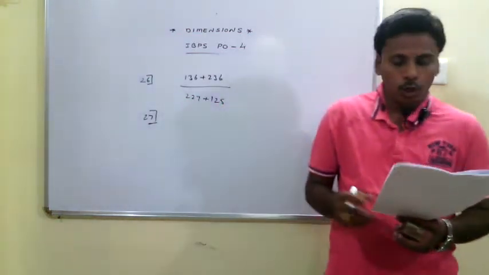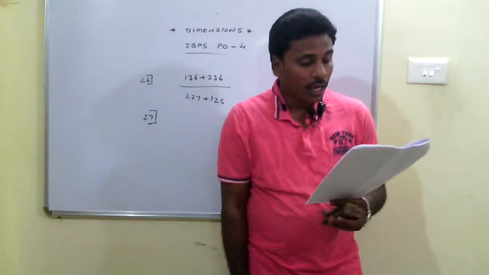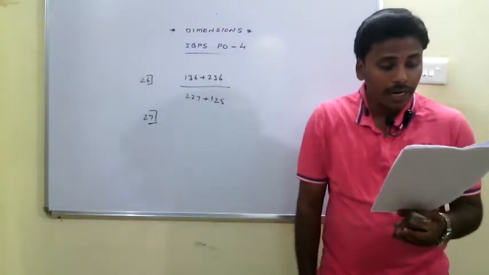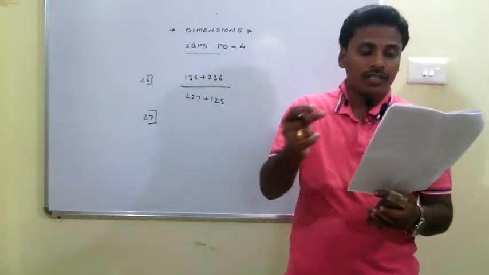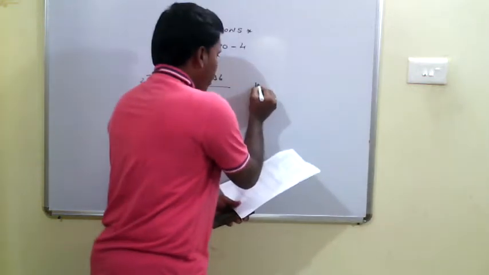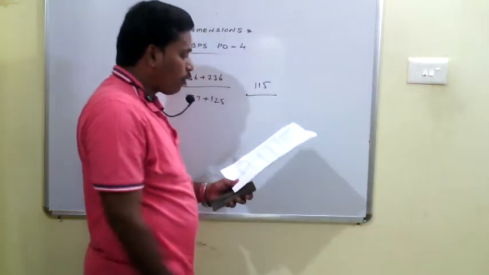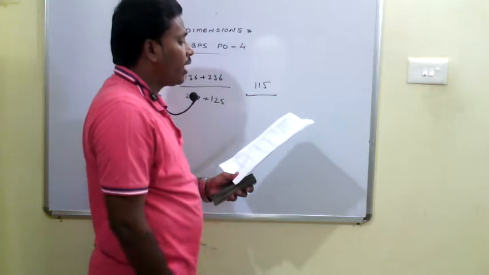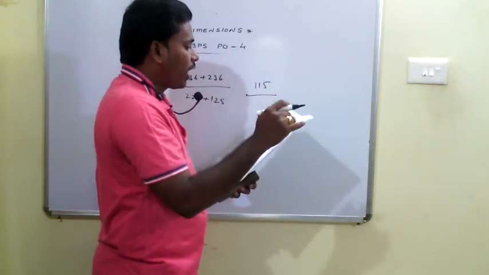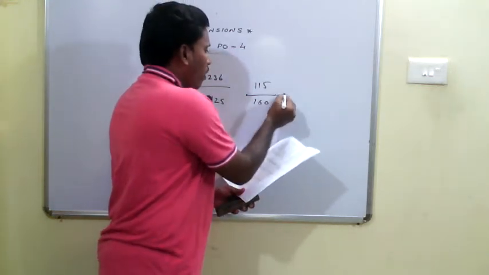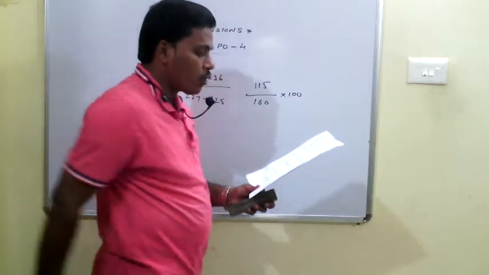Then coming to the 28th problem. The number of pages printed by printer A on Wednesday is 115. Is what percent of the number of pages printed by printer D on Friday? Printer D on Friday, looking at the last column, that was 160. 115 by 160 into 100 is your answer.